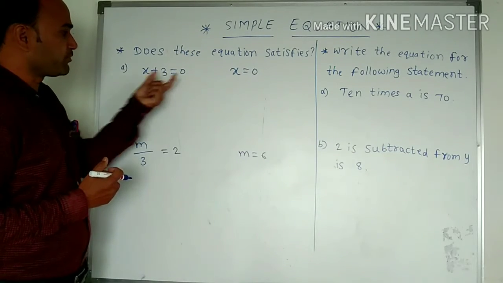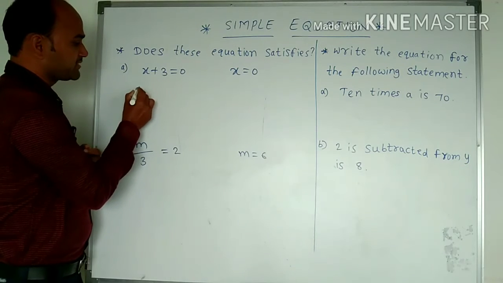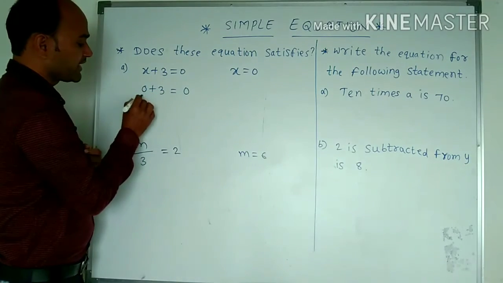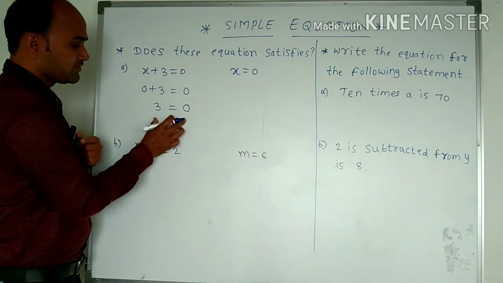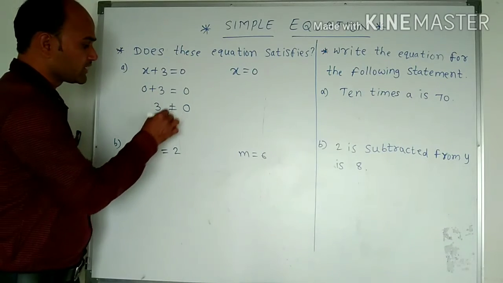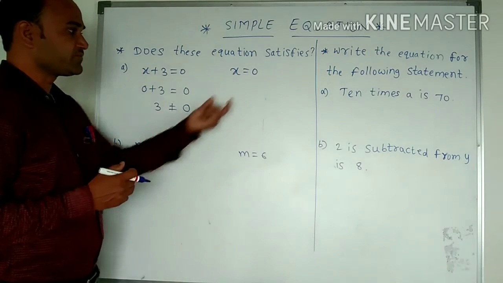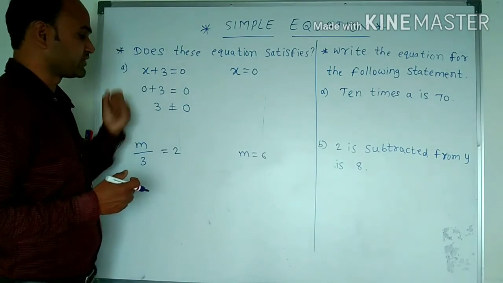So we put the value of x in the left side. If x becomes 0, then 0 plus 3 is equal to, is it 0? Here x plus 3 becomes 3 and here it is 0. Whether this equation satisfies, here it is 3 and here it is 0. This does not satisfy. It means that this equation does not satisfy. When the value of x becomes 0, it does not satisfy this equation.